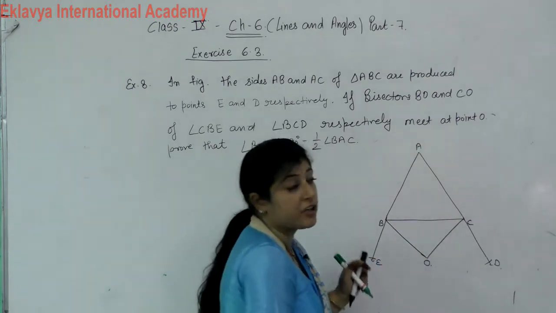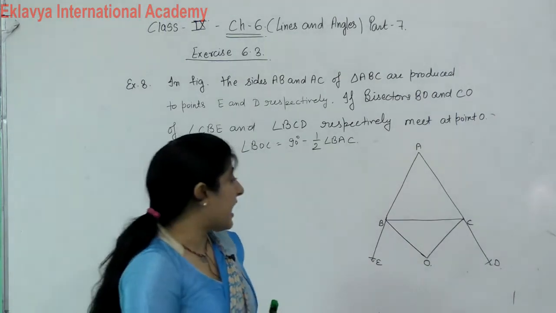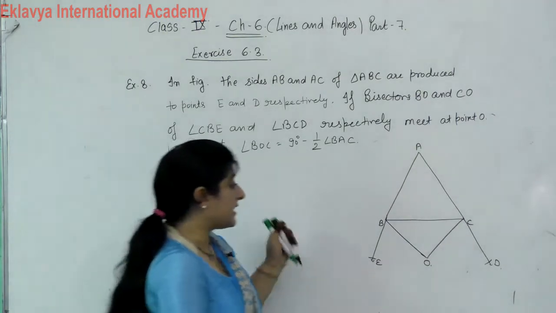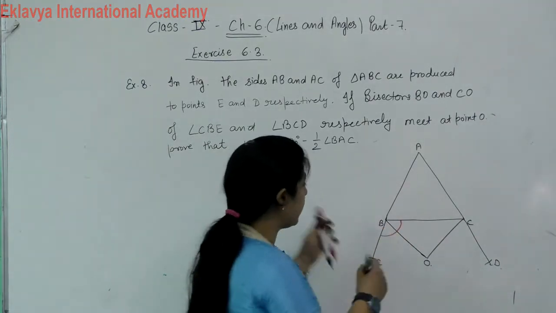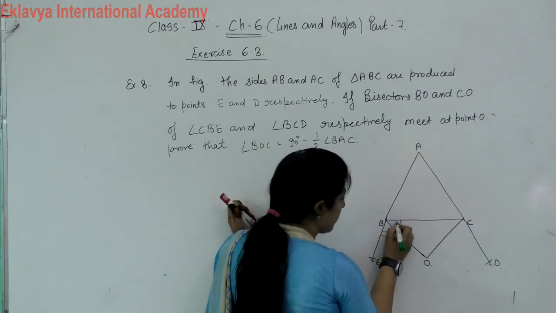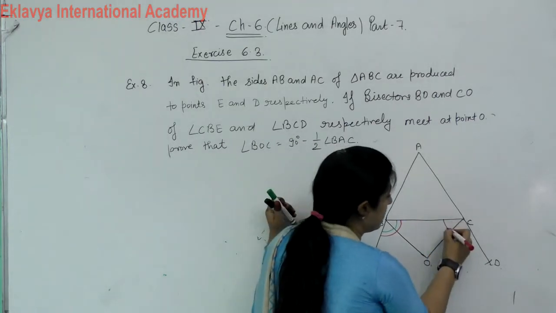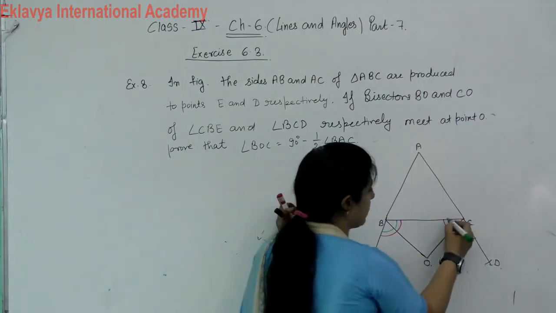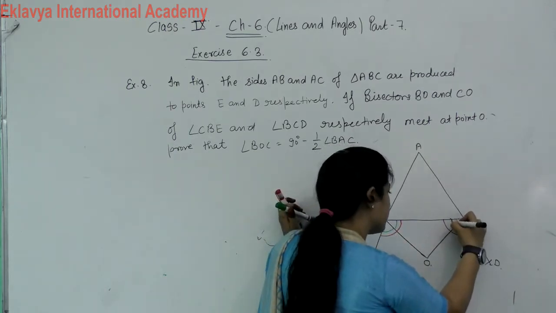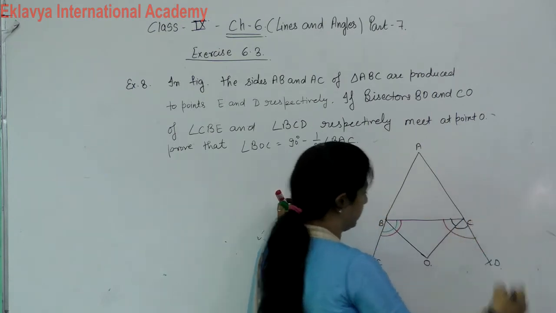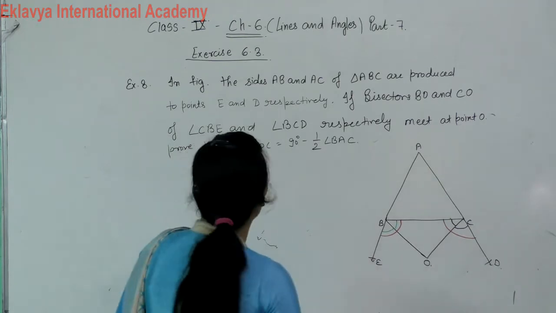Now see, what is the meaning of bisector? Bisector means dividing the angle into two equal parts. It means this complete angle, if I take, then this one and this one become equal. This angle, it is the bisector. It means we can say these two angles are equal. Okay. Now see how to start this solution.